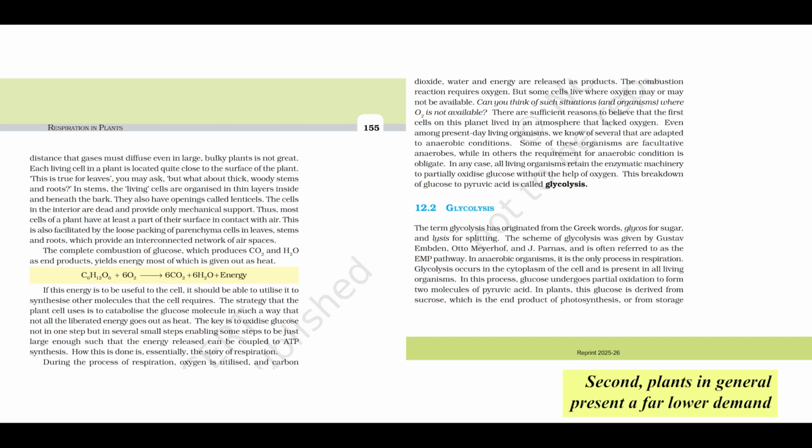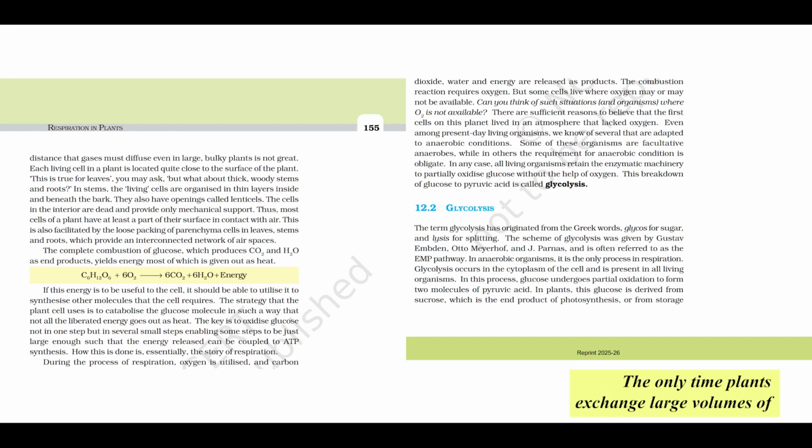Second, plants in general present a far lower demand for gas exchange compared to animals. Consider the metabolic rates. Roots, stems, and leaves typically respire at rates significantly lower than those of animals. Animals are generally highly active, constantly moving, maintaining a stable body temperature, and engaging in complex physiological processes, all of which lead to a very high and continuous oxygen demand. Plants, on the other hand, are largely sessile. They don't move around, and thus their overall metabolic rate is much slower.